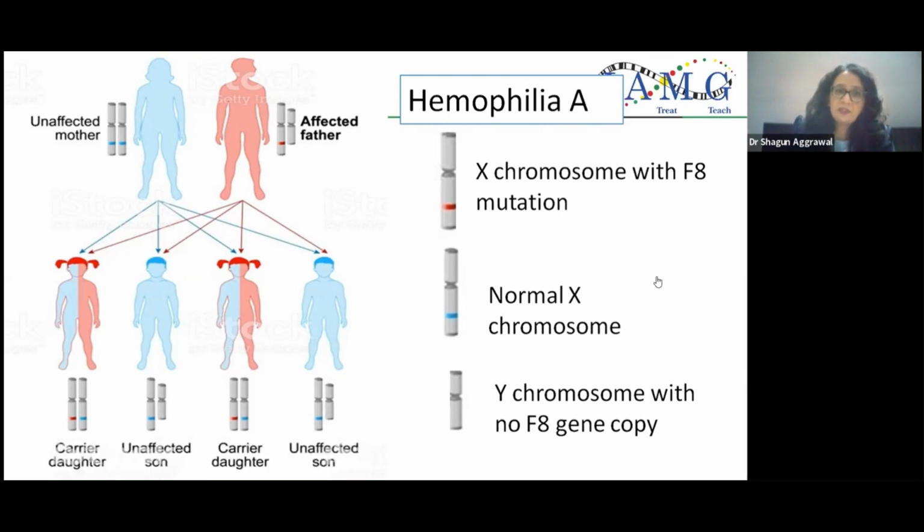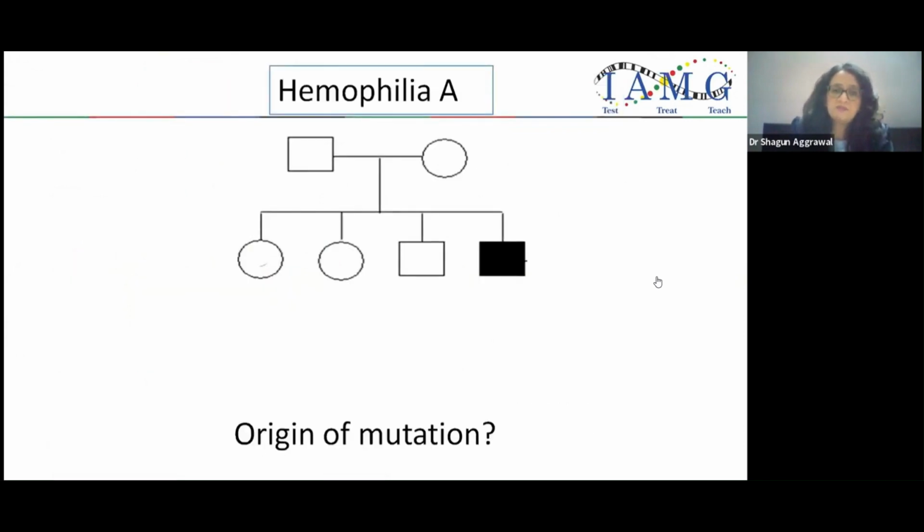So basically, we are going to have all female children of an affected person being carriers of that particular condition, and all the male children being completely healthy. So let's just look at this particular family here. Here we have one person who is affected with hemophilia A. We do not have any family history here.